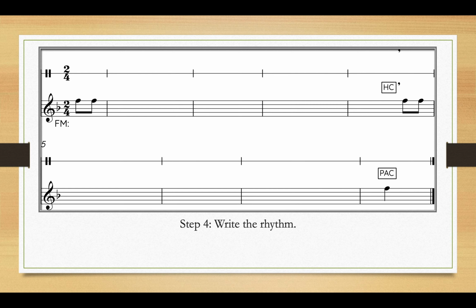Step 4, go ahead and work on writing the rhythm. Again, pause this video, listen to the recording at least one more time. If you need a couple more hearings in order to finish the rhythm, then go ahead and complete that as well.